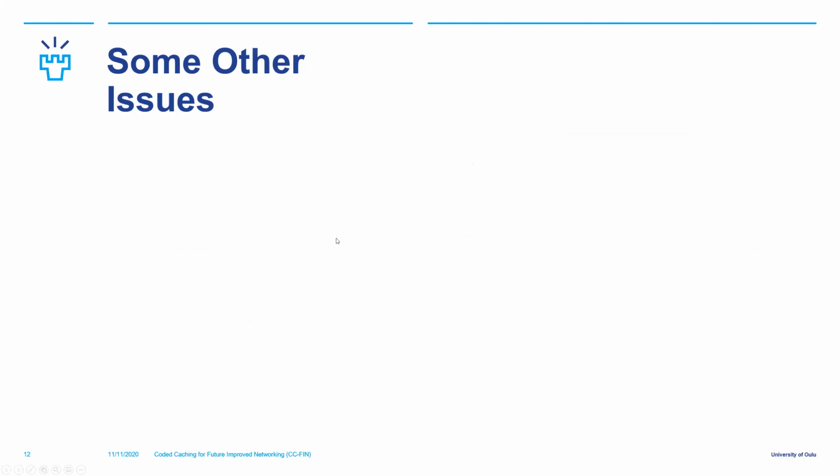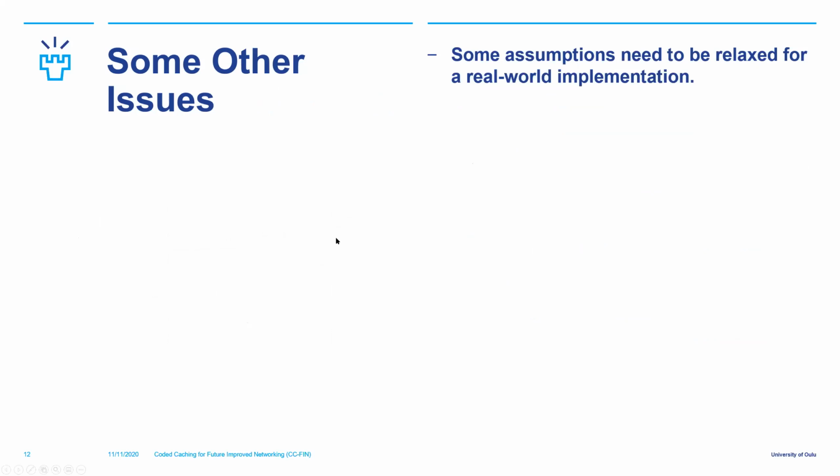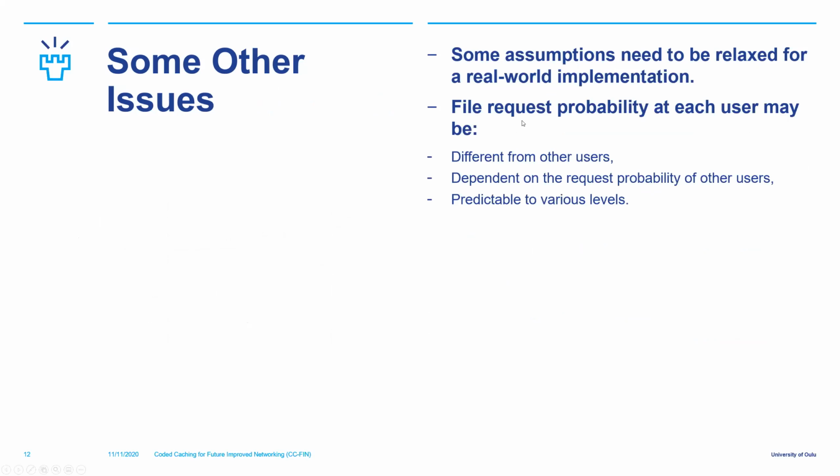In addition to these issues, there are also some other issues that need to be addressed. For example, some assumptions need to be relaxed for real-world implementation. Examples of these assumptions are file request probability, which is assumed to be the same at each user, and each user has this independent request probability. But in a real-world scenario, the file request probability at each user may be different from other users, depend on the request probability of other users, or be predictable. We might have some information on what users are going to request, and this is still not addressed in the literature. There are some basic works, but not fully addressed.